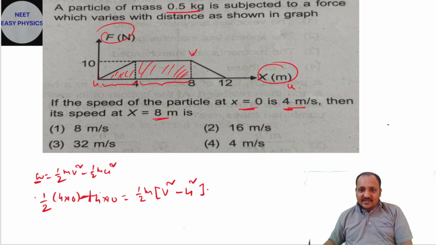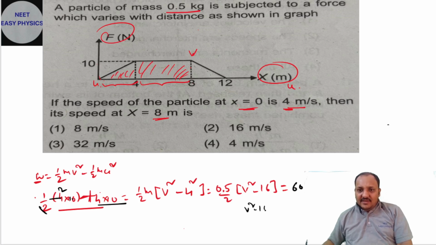0.5 kg. Therefore, 0.5 by 2 times v square minus 16 should be equal to the work done. What is the work done here? Two 2s are 4, 2 into 10 is 20, plus 40. That is going to be 60. So v square minus 16 equals 60 into 2 by 0.5. How much will you get?